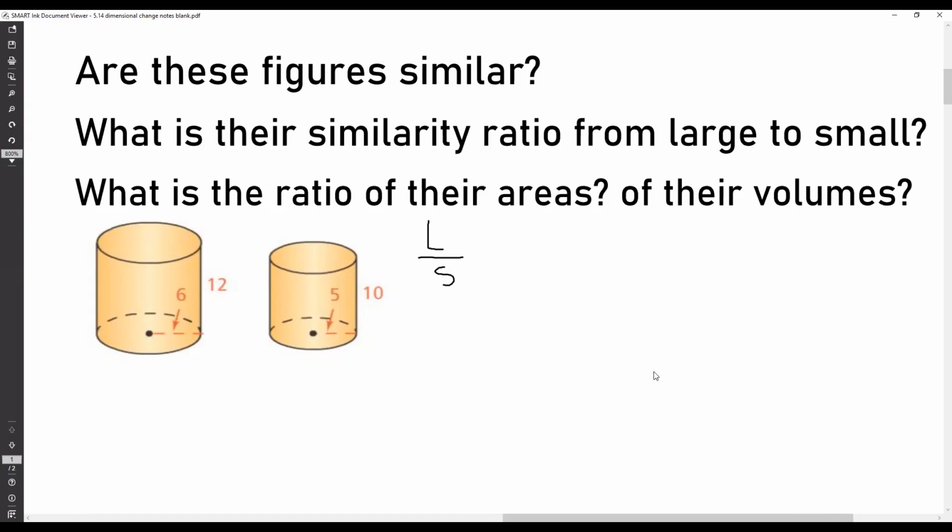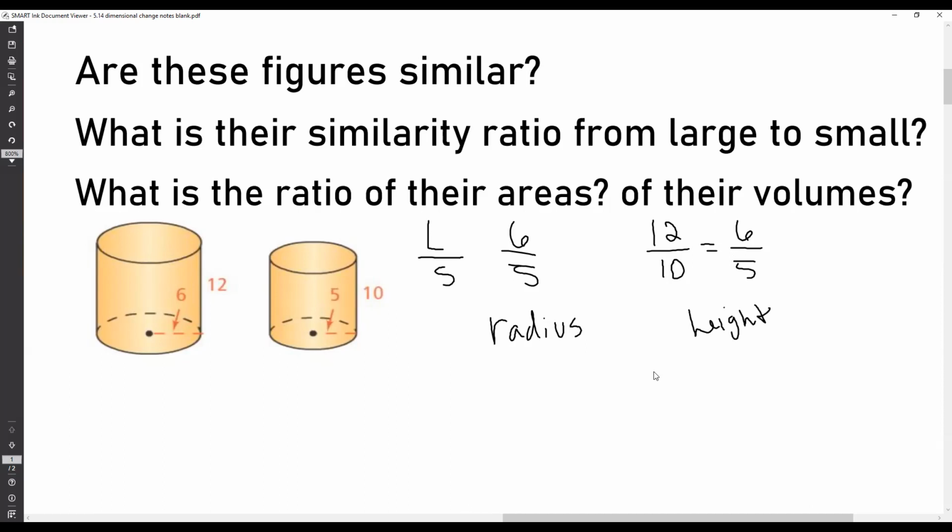So my radii, my large one is 6, my small one is 5. I can't reduce that anymore. So my radius, they are in a ratio of 6 to 5. Now I'm going to look at the heights. Again, I'm doing large over small. I have 12 over 10. And 12 and 10 you can divide by 2, and you're going to get 6 to 5. So look at that. That's your heights.